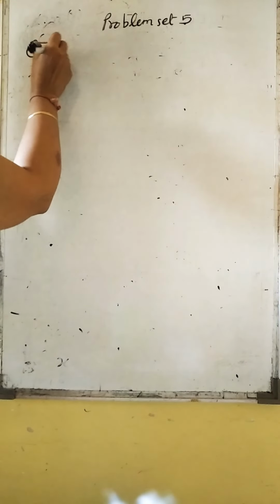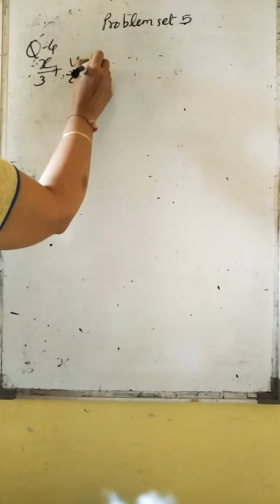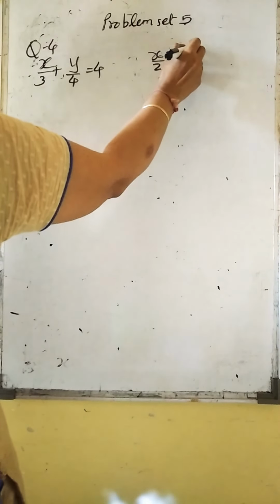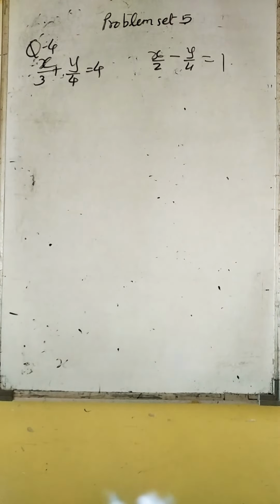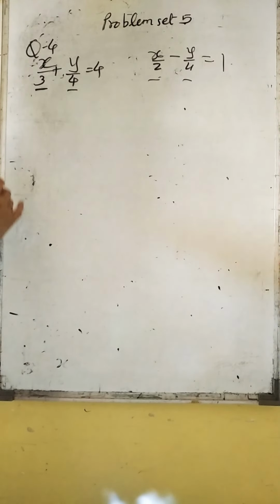So now the next question, question number 4. Now children, x upon 3 plus y upon 4 is equal to 4, and x upon 2 minus y upon 4 is equal to 1. These are the two equations, children. Now you observe. I am writing all three questions. I will tell you the difference between them and how the method varies. Okay? So I will just write down the question and you will follow. Here, the coefficients of both x and y are fractions, right?